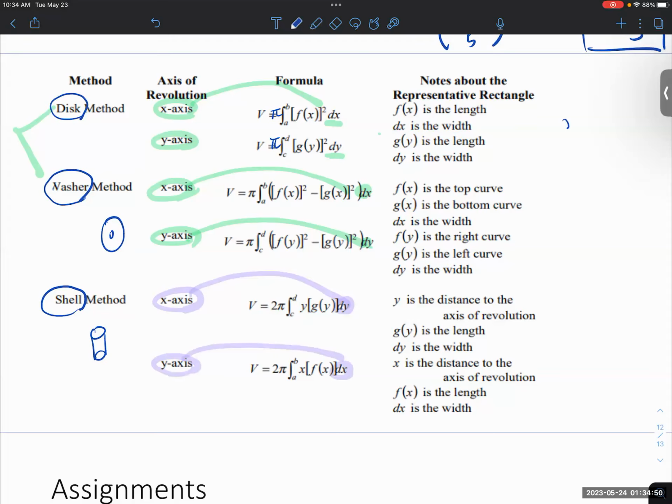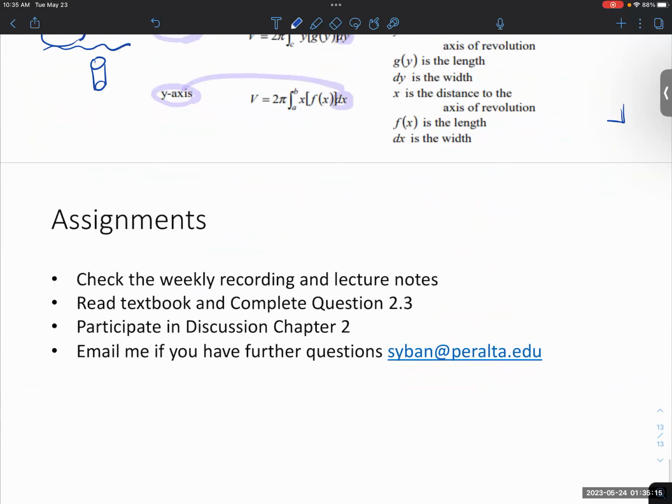So check out 2.1, 2.2, 2.3. Each unit is talking about a different method. In the next video, I'm going to continue to talk about 2.3, the shell method, and we're going to do more challenging questions, okay? In this video, if you understood those three methods and how to use them, that's great. So keep going, read the textbook, and complete question 2.3.